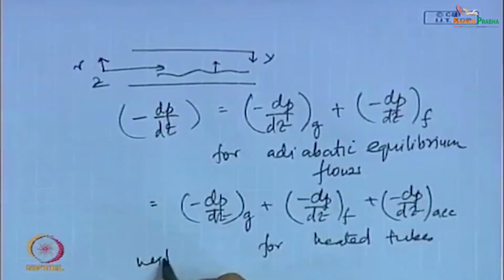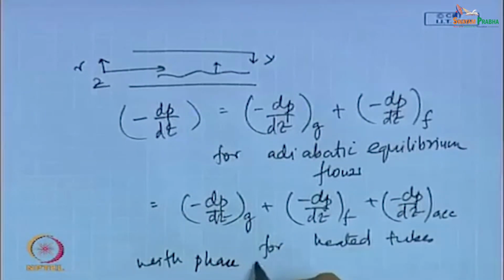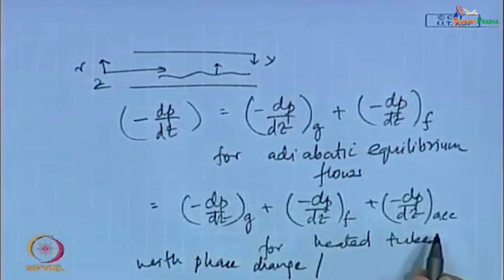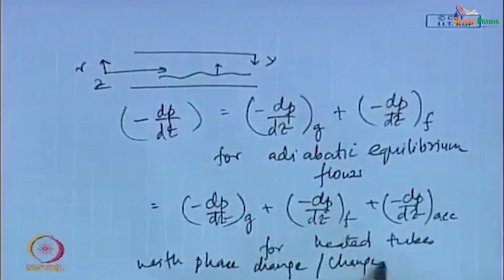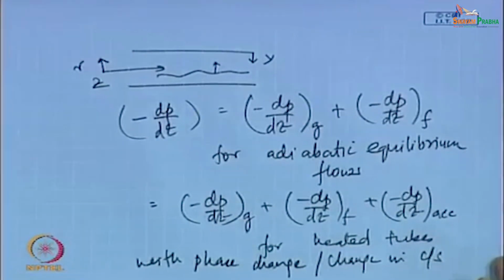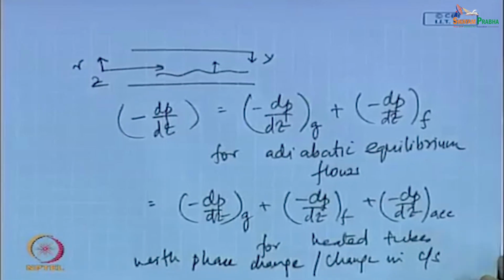So, for heated tubes with phase change, we have this acceleration pressure gradient, but under those circumstances it is no longer a single phase flow situation. Or we can also have this acceleration pressure gradient when there is any way to accelerate the flow. We can accelerate the flow by change of phase, definitely. There is one other way to accelerate the flow, change in cross sectional area. So, we can have this acceleration pressure gradient for heated tubes, or for expansions, contractions, etc.